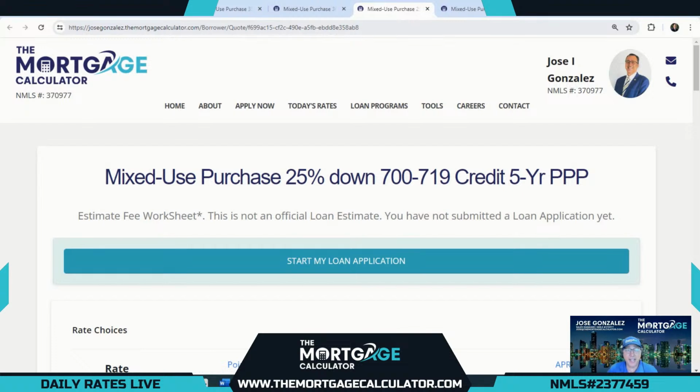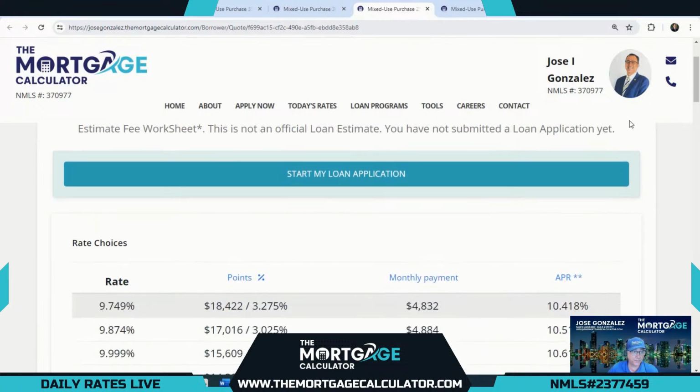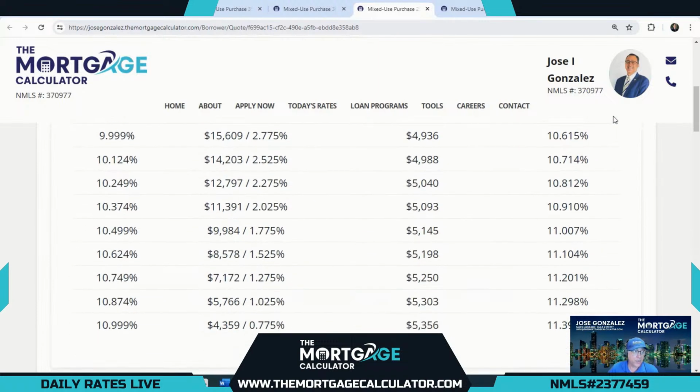700 to 719 is our next credit tier. Now, I will state on a purchase for this product option, 700 is the lowest score that can still offer a 25% down option. So here with our 700 to 719 credit, our rate does increase a little bit.